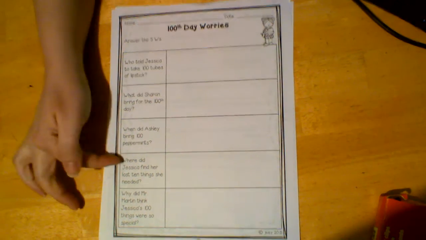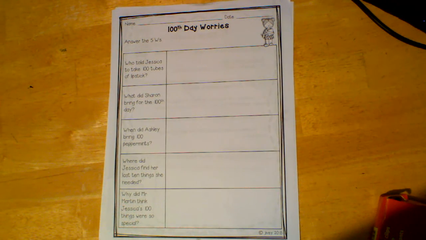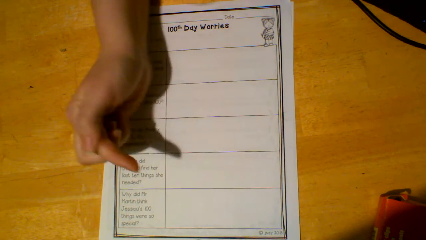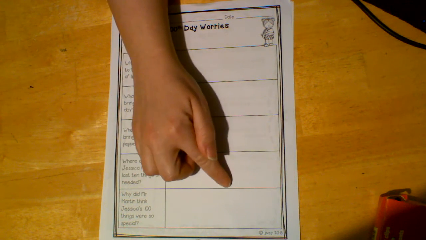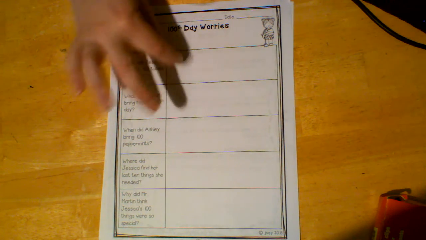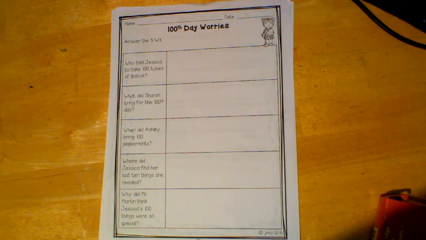Okay. Where did Jessica find her last 10 things she needed? Jessica found blank, blank, blank, blank. Okay. So whatever she found and what they were. And then at the bottom with Mr. Martin thought it was so special because, oh, look at that. You get to use the word because, but you can't start the sentence that way. Mr. Martin thought it was special because. That's how you need to start your sentence for that last one, okay? You have plenty of space in these boxes to write those sentences, all right?